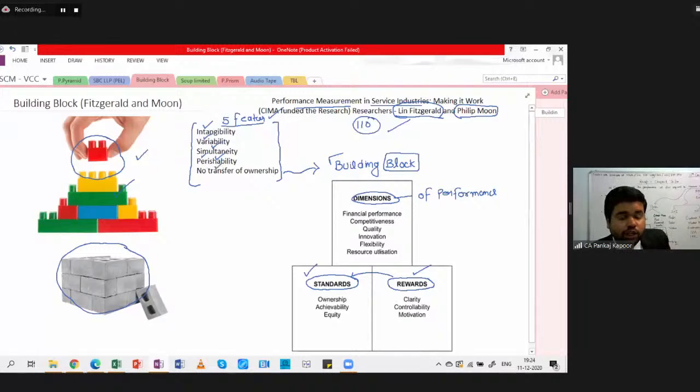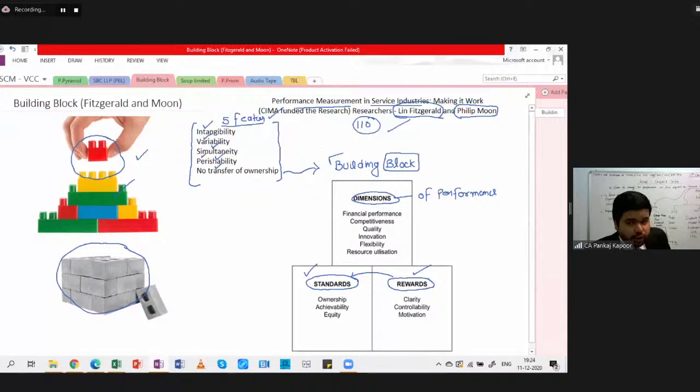Last one, no transfer of ownership. If you ask some singer to sing a song for you, you invite some singer to a wedding function or some other function to render his services by singing a song, you will not become the owner of that particular song, or you will not become the owner of his tonsils through which he or she sings the song. You only enjoy the song. So this is another feature of the service. So these 5 features were explained by these 2 researchers, and then they gave this particular model.